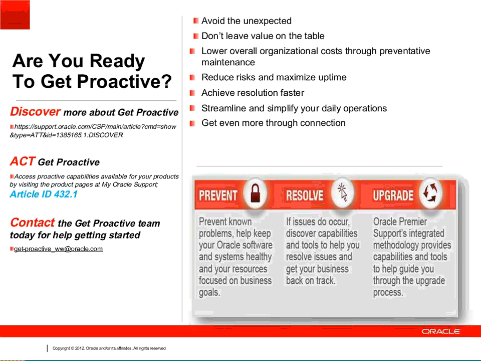Upgrade advisors help you through the process step by step as you're going through an upgrade. The sessions in My Oracle Support community let you hear what other customers are saying about patches and give you lessons learned from their experiences that can also help you avoid problems. To learn more, explore the KM note that's highlighted there, KM note number 432.1. If you have any additional questions, you can contact the Proactive team. The email address is listed there as well, getproactive_ww@oracle.com.